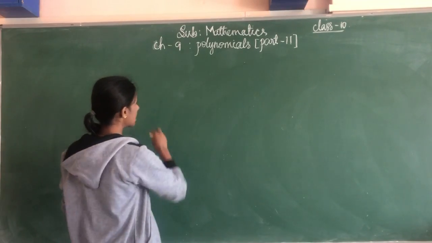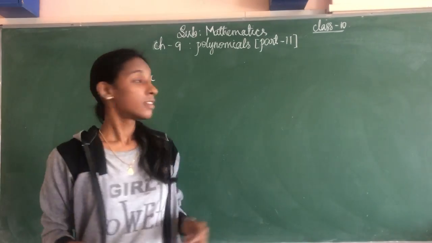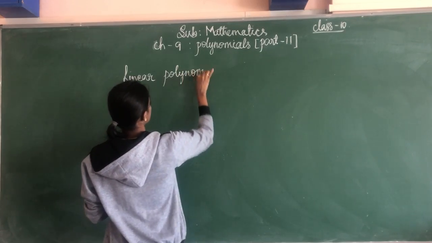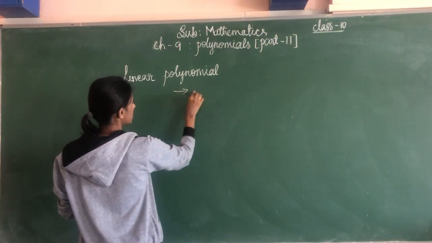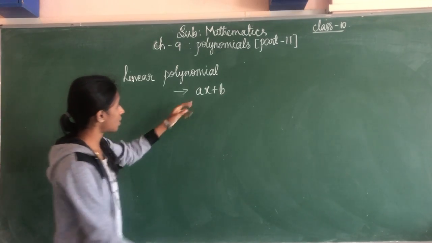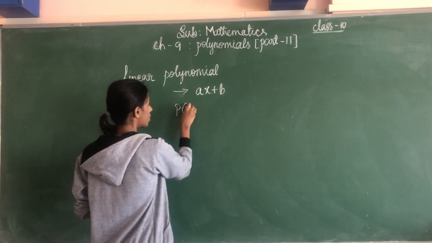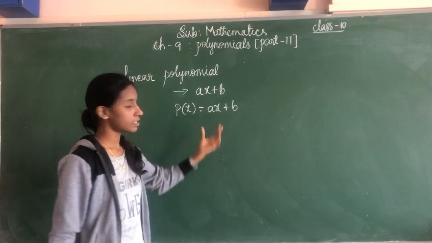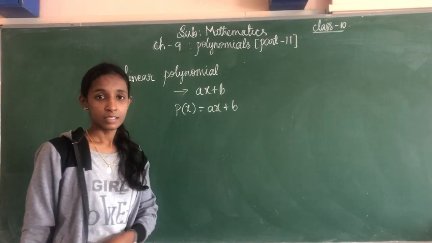See, in the last class, you learned one formula to calculate the zero of a linear polynomial. A linear polynomial means the highest power is 1, that is ax plus b. Here, if you observe, the highest power is 1, so it is a linear polynomial. P of x is equal to ax plus b. So you have learned a formula to calculate the zero of a polynomial.